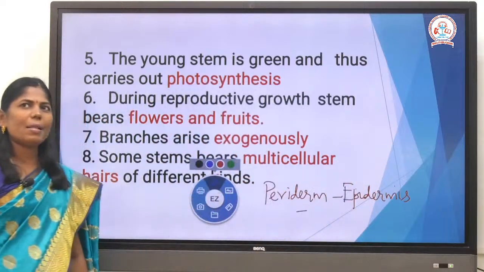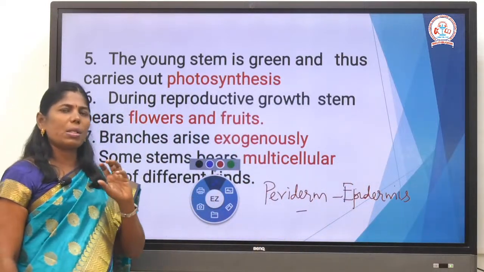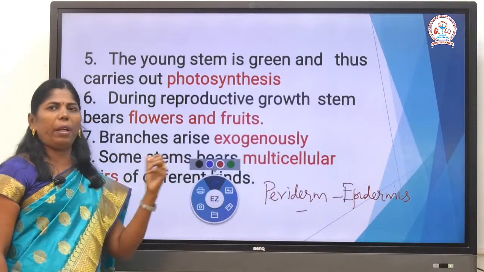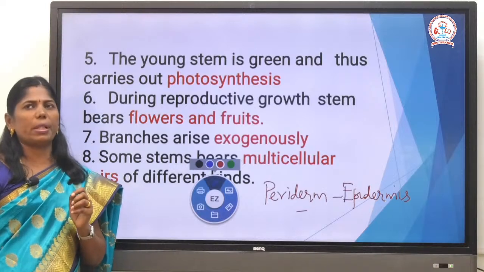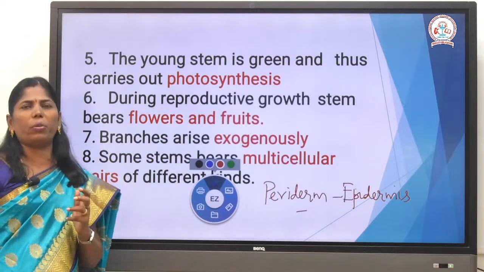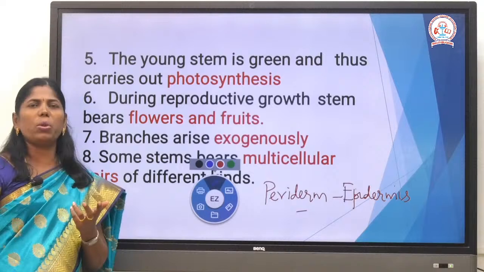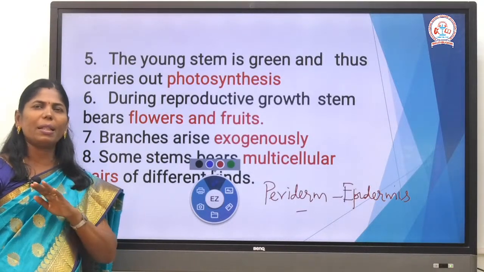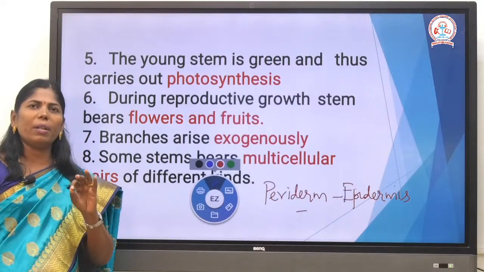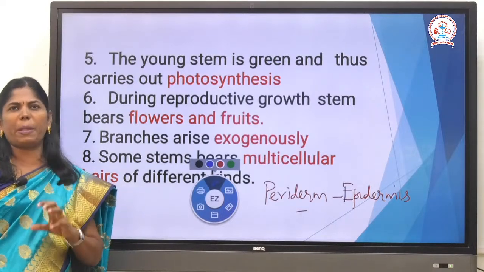So the young stem consists of epidermis. When the stem is matured, it consists of the periderm. When it is very young, it can carry out photosynthesis because of the presence of chlorophyll. When it matures, it cannot carry out photosynthesis because the chlorophyll is degenerated. In this area, we can see that a brown colored bark is present.